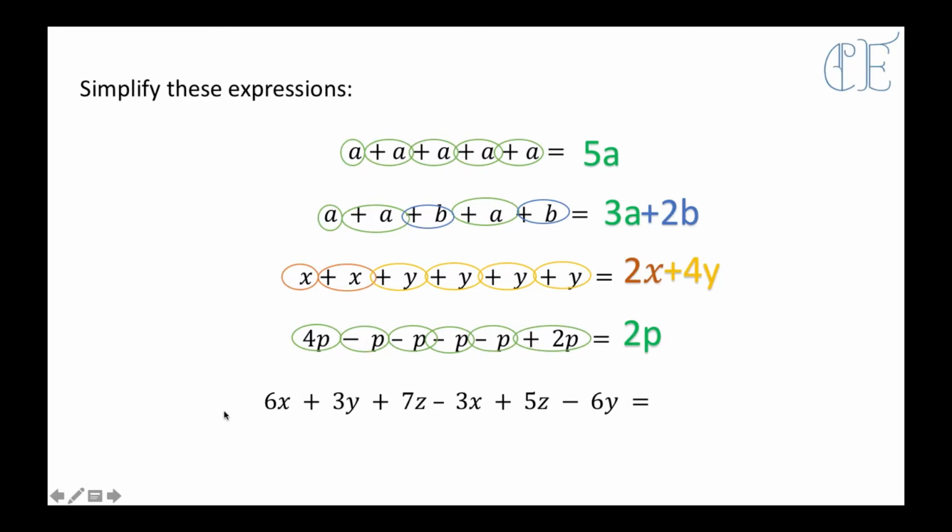Okay, the last one then, we have 6 minus 3 x's. So 6 minus 3 is 3, so that would be 3x. And then we have 3y minus 6y. This is why I said to circle the correct sign, because we have 3 take away 6. Well, 3 take away 6 is minus 3, so that would be minus 3y. And then we have 7z plus 5z, so that will be plus 12z on the end.